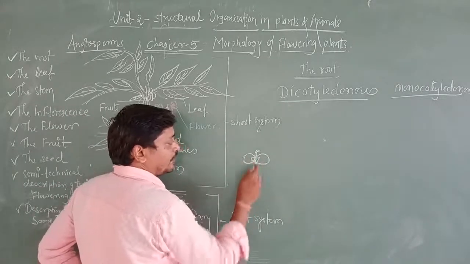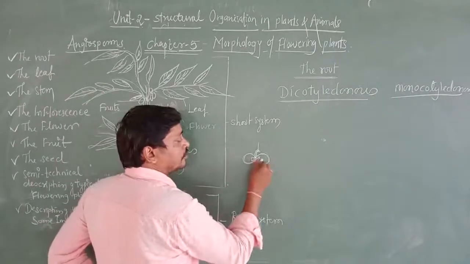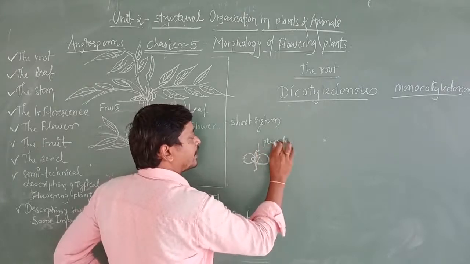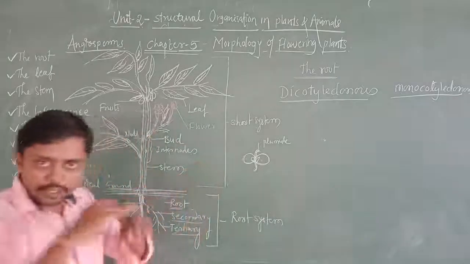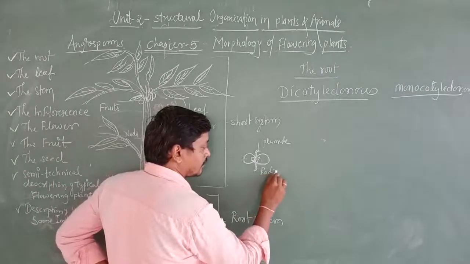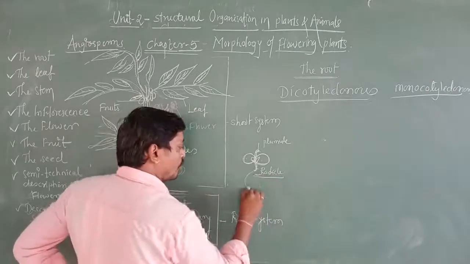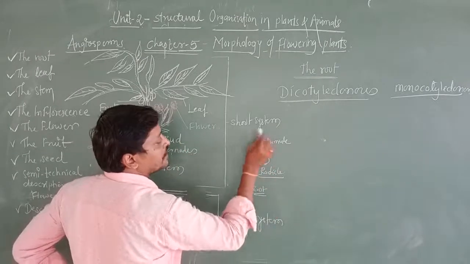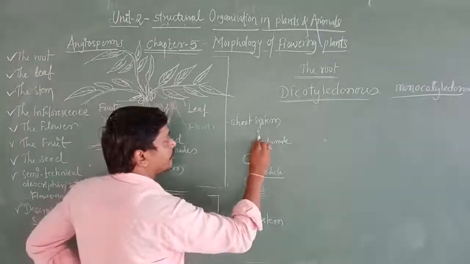So this structure is the embryo, and above, these two cotyledons are going to get the plumule. Below the dicotyledon means the embryonic axis, below the embryonic axis we are going to get the radicle. This radicle is going to grow as a root system or a root, and this plumule further grows into the stem.